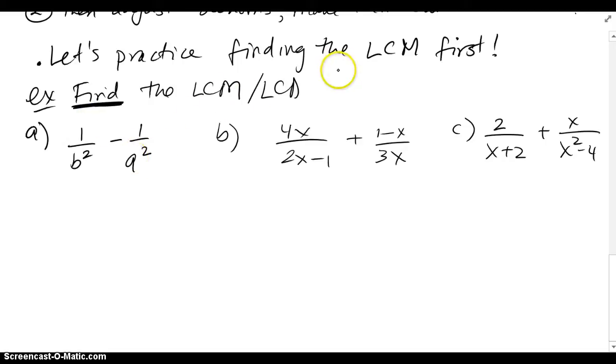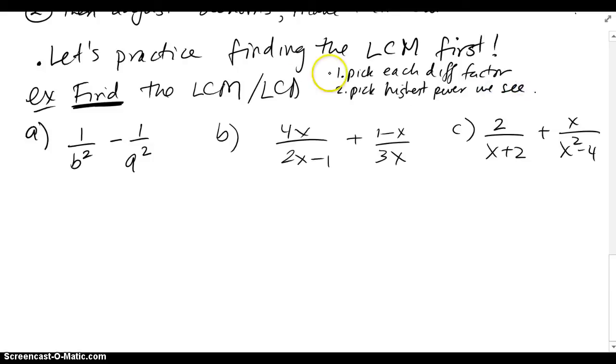And basically what we're going to do is we're going to pick each different factor, and then we're going to pick the highest power we see. So that's basically sort of a shortcut of how you think about finding the LCM.